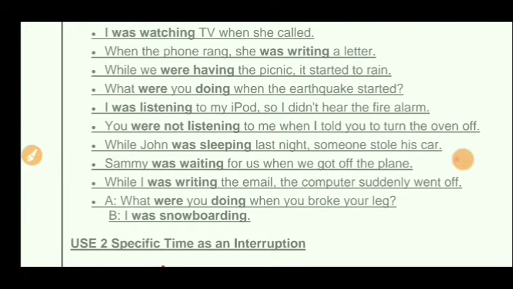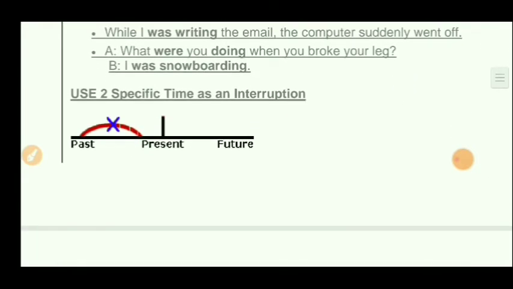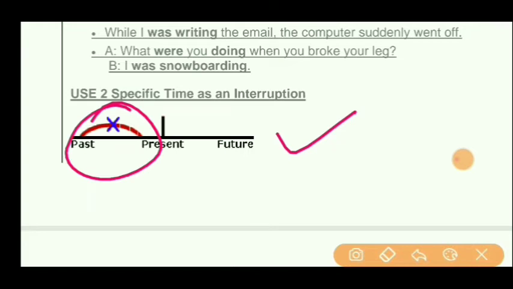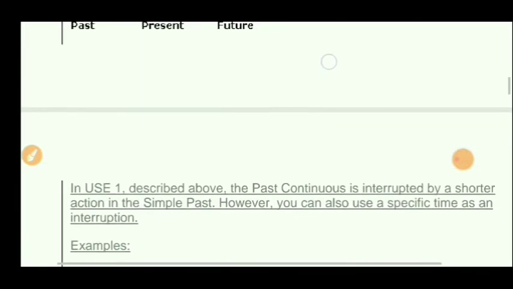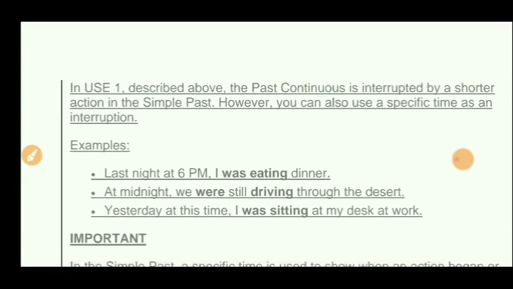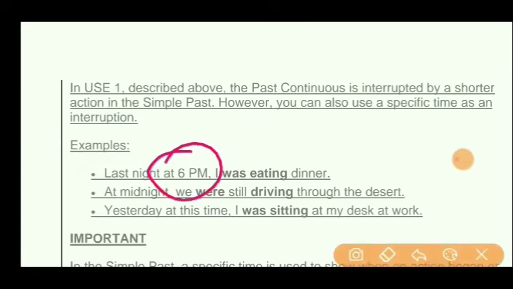Now, specific time as an interruption. See, it's the same pattern: the action was interrupted by a shorter action. In use 1, as described above, the past continuous tense is interrupted by a shorter action in the past. However, you can also use a specific time as an interruption. So a specific time is given here when somebody interrupted someone.